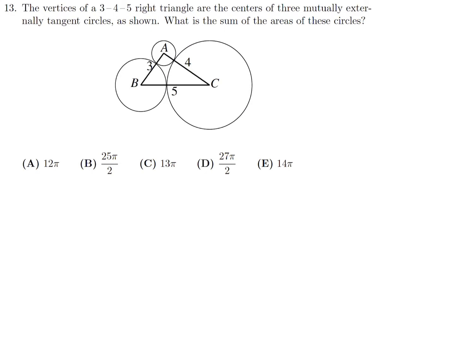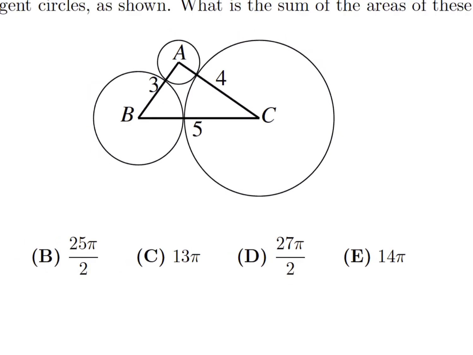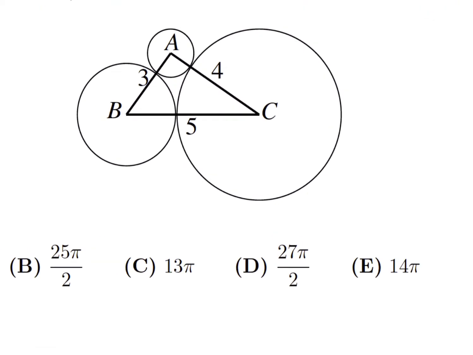The vertices of a 3, 4, 5 right triangle are the centers of 3 mutually externally tangent circles as shown. What is the sum of the areas of these circles? So I'll blow this up a little bit, and I think that should be good enough.